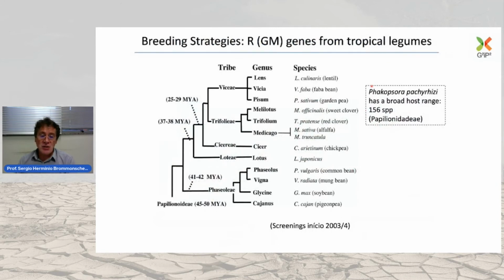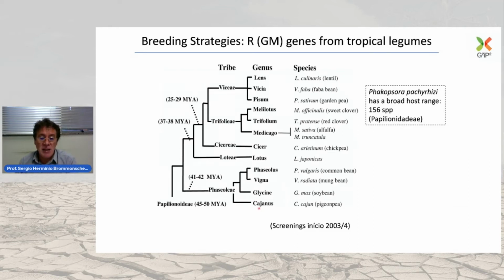So another strategy that we are using is to look for new resistance genes from tropical legumes. Phakopsora pachyrhizi has a very broad host range. There are more than 156 species that are described as hosts of Phakopsora. You can see many of them here. We have Cajanus cajan, or pigeon pea. We have Vigna, cowpea. We have Phaseolus, lotus. All these plants are reported to be susceptible, but just a warning, be careful what people report to be susceptible, because sometimes you cannot repeat the experiments, okay?